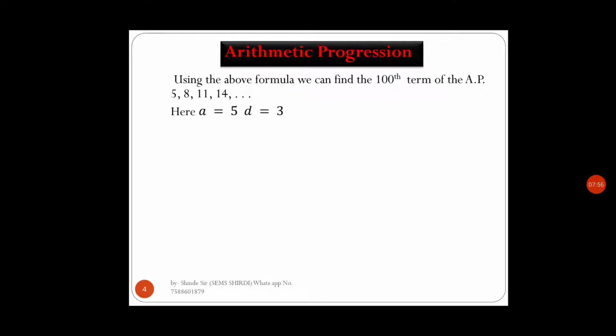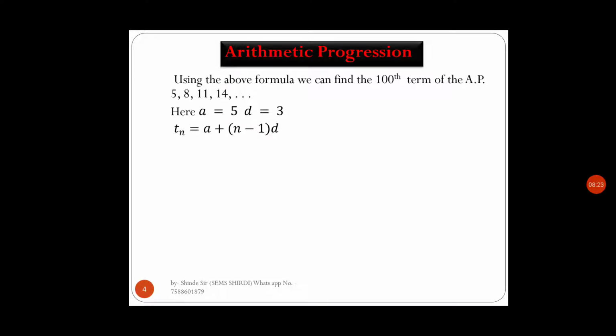Okay, now by using the formula Tn is equal to A plus (n minus 1) into D, we find the 100th term of the AP 5, 8, 11, 14. Here the first term A is equal to 5, D is equal to 3. Now we take the formula.